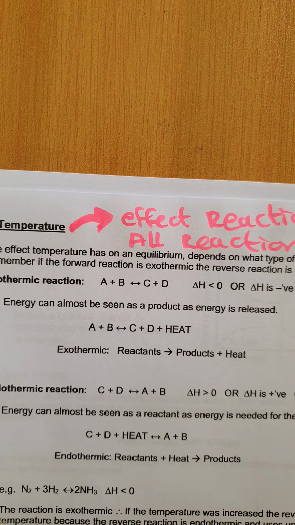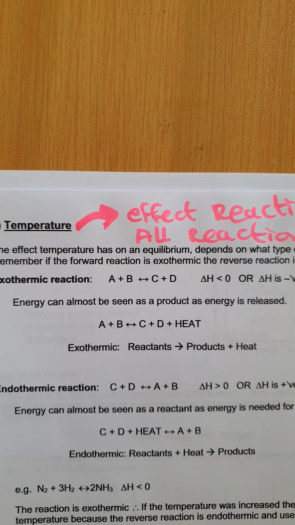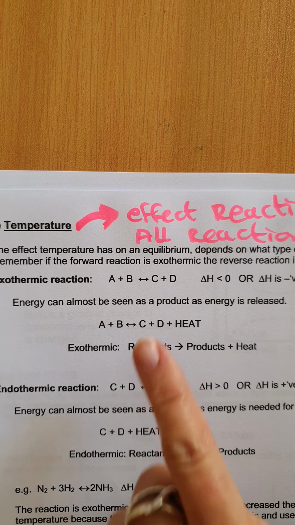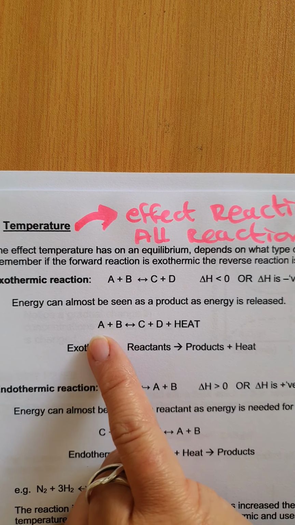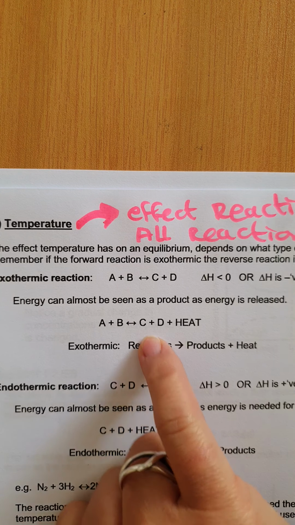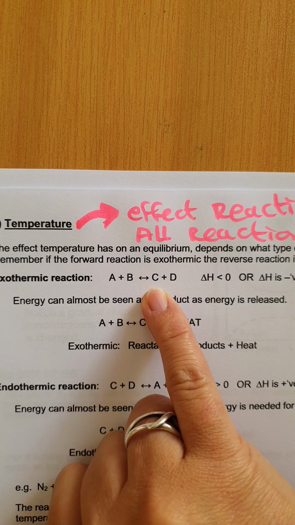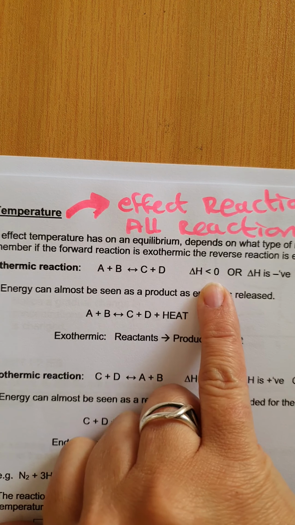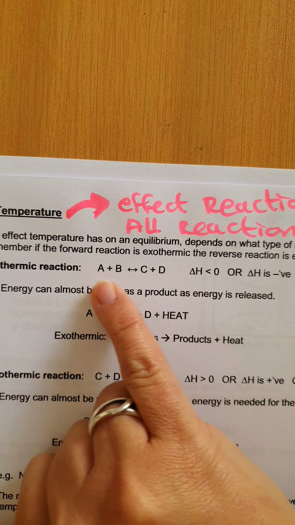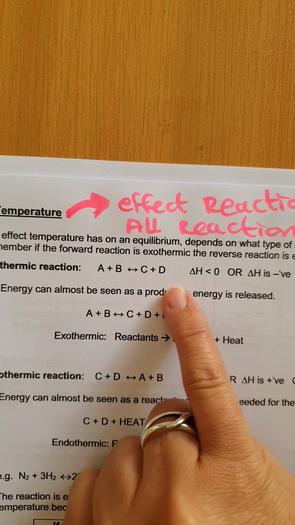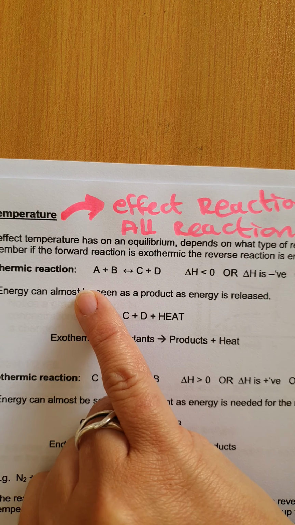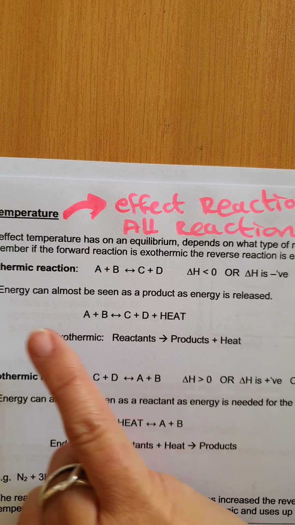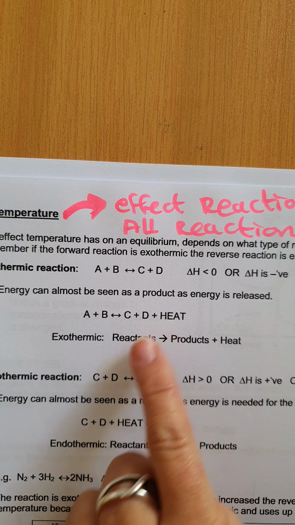So let's see here. Okay, here we have an exothermic reaction. You can indicate that by saying, okay, this is a hypothetical reaction. A plus B is in equilibrium with C plus D. We have a delta H less than 0. That shows us it's exothermic. Remember, the forward reaction is exothermic, which means the reverse reaction is endothermic. All right, so energy is almost seen as a product.